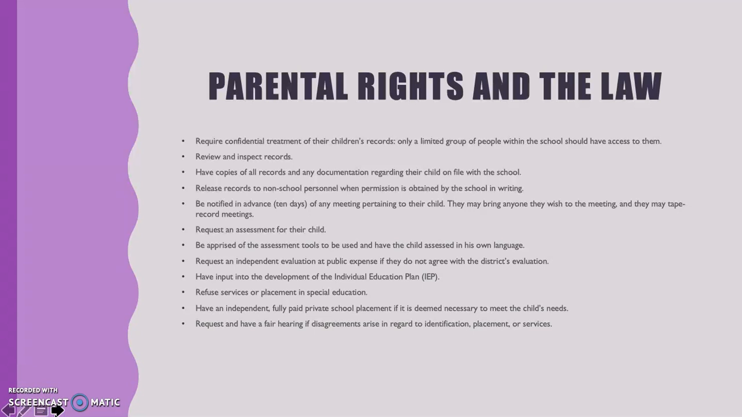Parental rights and the law require confidential treatment of their students' records. Only a limited group of people within the school should have access to them. Parents may review and inspect records, and have copies of all records and documentation regarding the child. Records are released to non-personnel only when permission is obtained by the school in writing. Parents must be notified in advance, 10 days, of any meeting about the child.